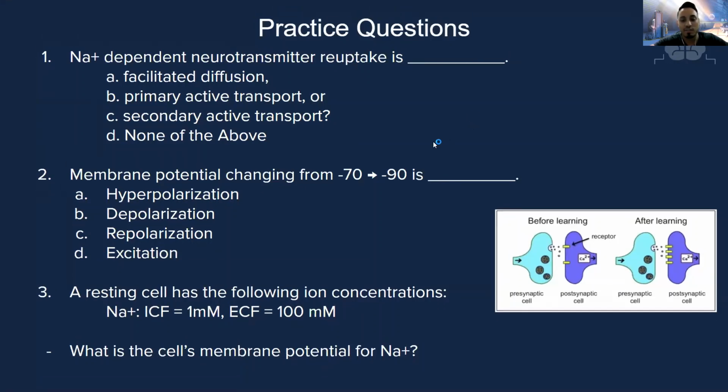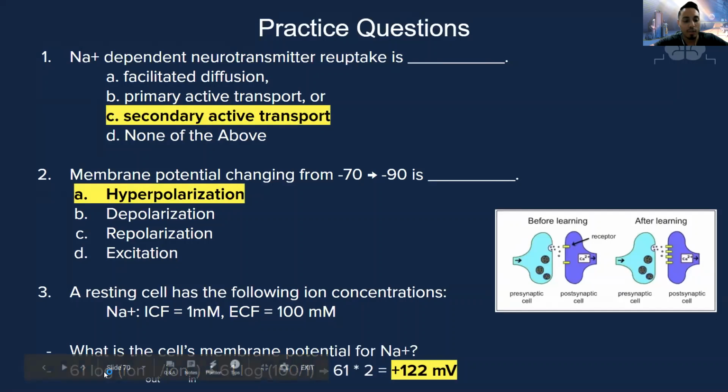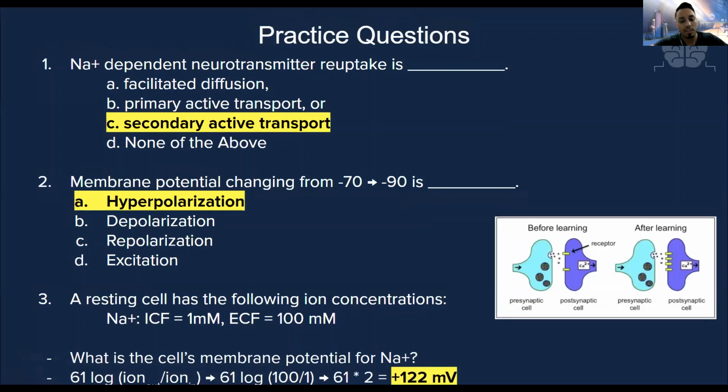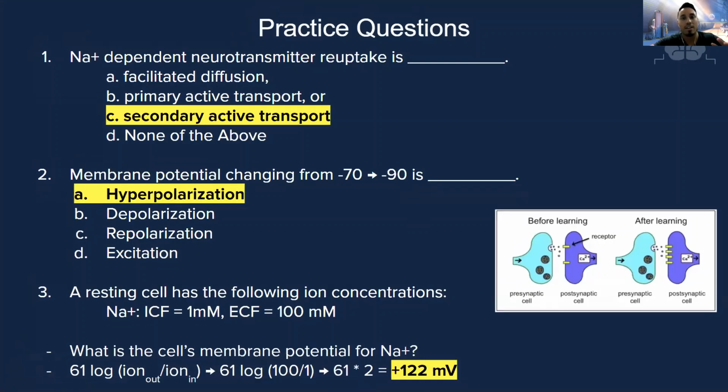So here, I'm going to give it to you. Essentially, the ion concentration outside the cell goes on the top and the ion concentration inside goes on the bottom. You think it's a math-based question where we're going to need a calculator, but you don't. Since it's 100 over 1, the log of 100 is 2. And then you get 61 times 2. So it actually is a very simple question if you understand the general way the Nernst equation works.